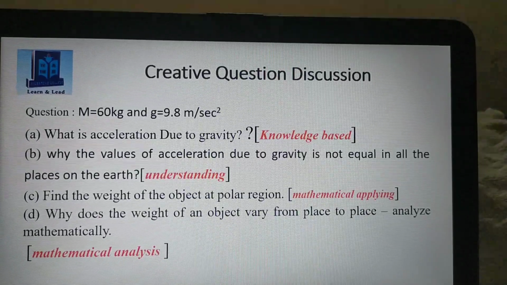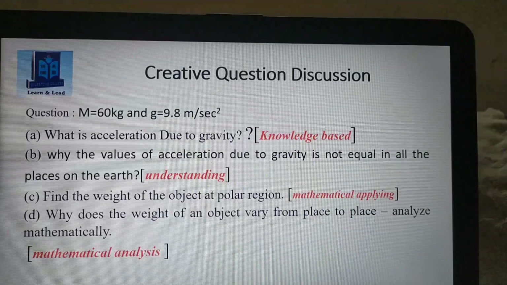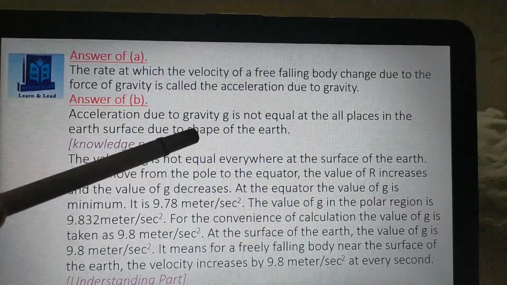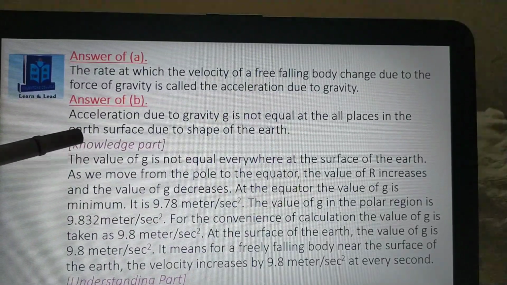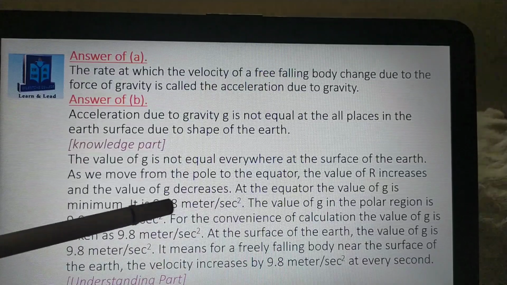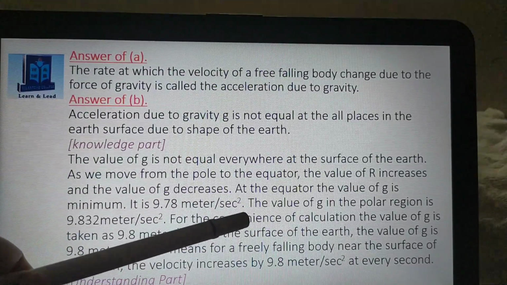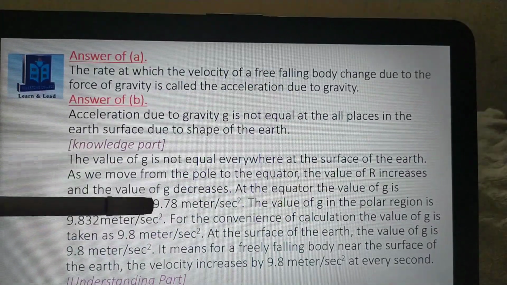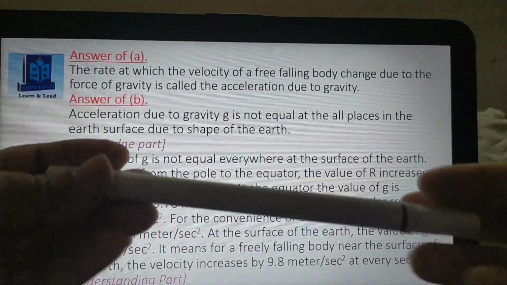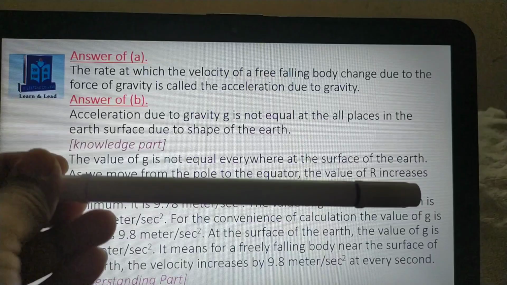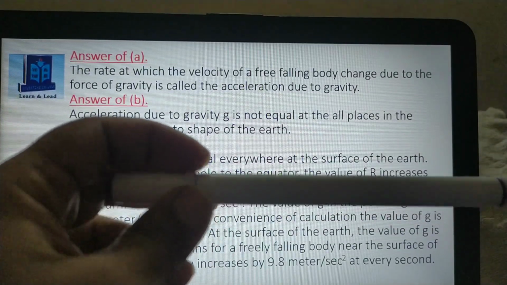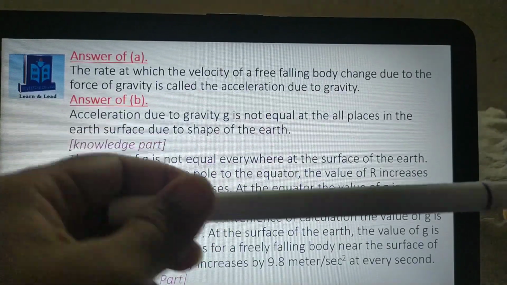The next one is why the value of acceleration due to gravity is not equal at all places of the Earth's surface. Why is it not equal? Because of the shape of the Earth. So we have written the knowledge base part, the shape of the Earth. You can write directly due to the shape of the Earth, and then you can write the description part. Why? Because at the equator the distance R increases. R means radius. Radius increases means distance increases. That's why the value changes. Where R increases, that means the radius is higher, there the value of G, that means acceleration due to gravity, is lower, and where the radius is lower, there acceleration due to gravity, or G, is higher. All this is explained here.